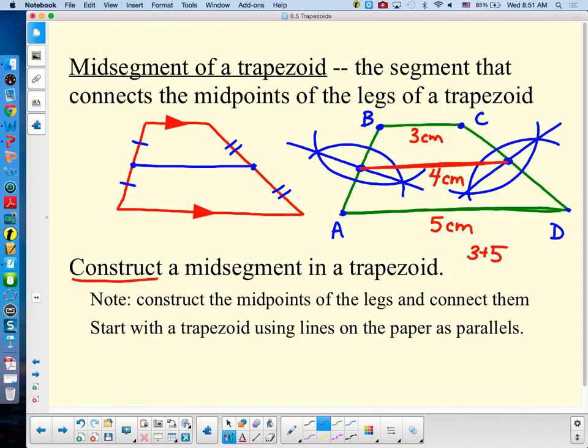If you take 3 and 5, add together, that's 8. Divided by 2, that's 4. That is the length of the mid-segment. You probably have some decimal numbers, but see if that worked. That'll tell you whether you did your construction extremely accurate or not.